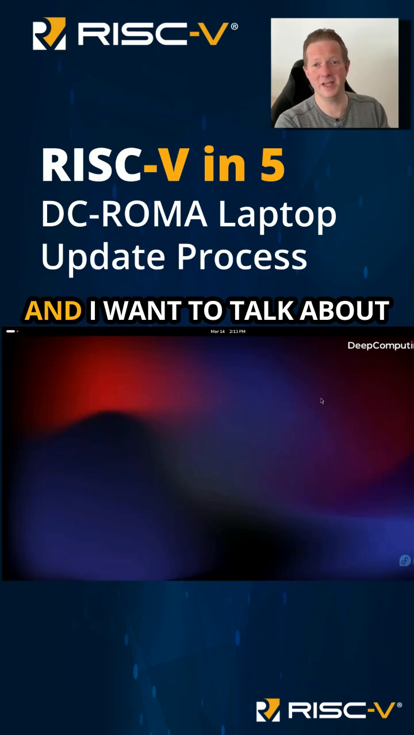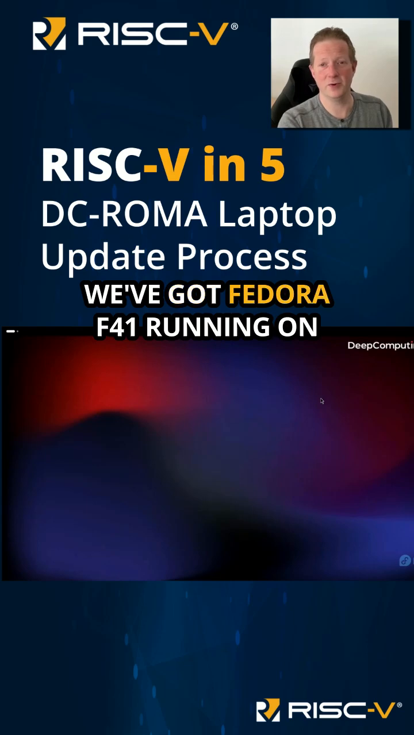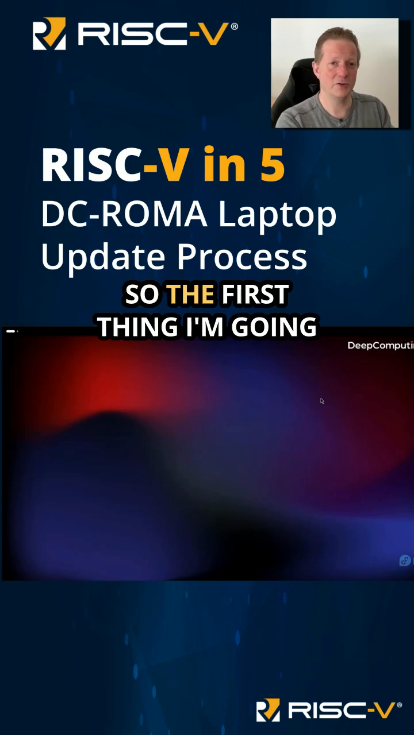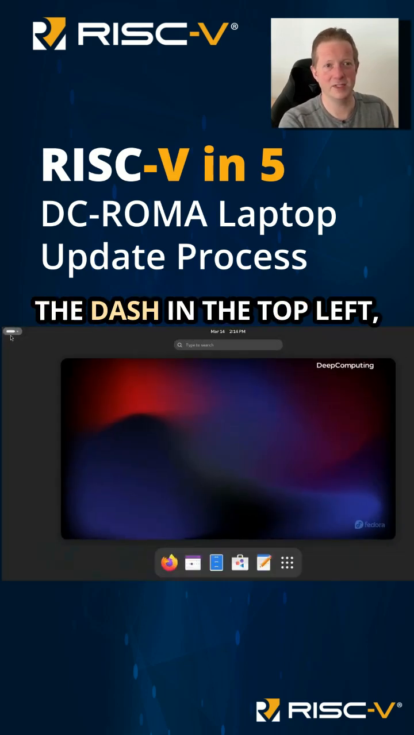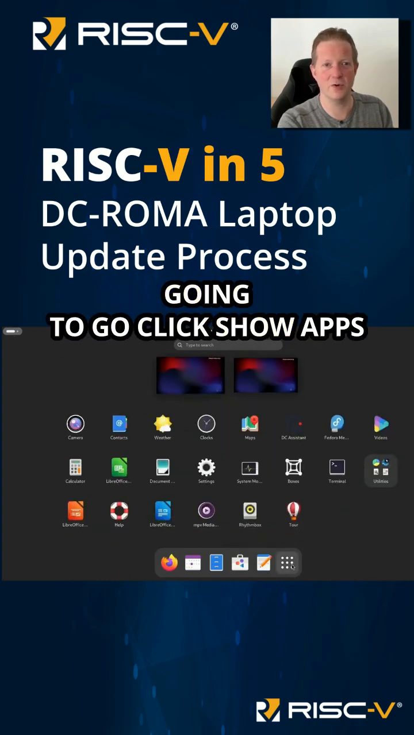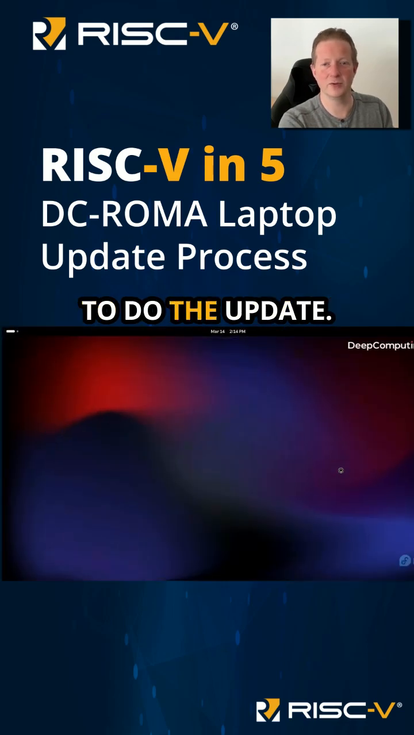I'm Greg Sterling, and I want to talk about taking our DC-ROMA laptop that we've got Fedora F41 running on and talk about how we go about updating it. So the first thing I'm going to do is go up to the dash in the top left, click on that, and then we're going to go click Show Apps. And I want to use Terminal in order to do the update.